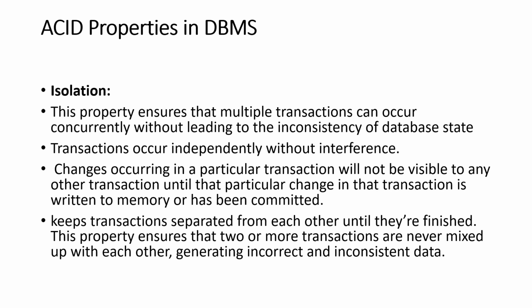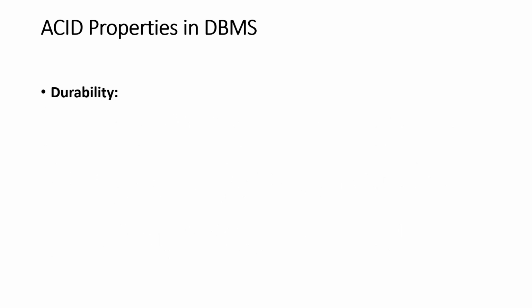So if two transactions are running concurrently, then until the first transaction is committed, its changes should not be visible to the other transaction. That is the concept of isolation. So now let's move to the next ACID property, durability.